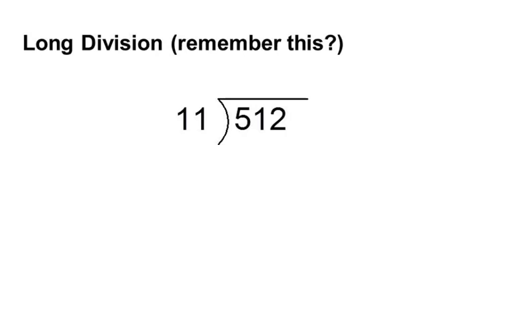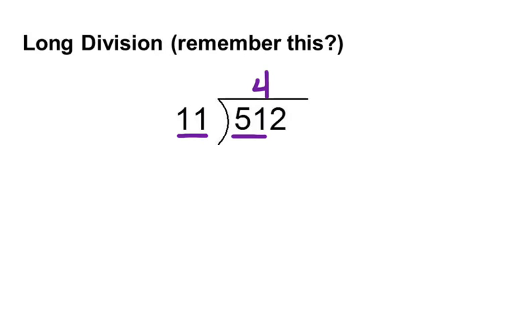So I want to divide 512 by 11. I start by comparing the number on the outside, 11, to the first digit on the inside. And I know that 11 doesn't go into 5. It's bigger than 5. So then I go to the next term over, and I want to see how many times 11 goes into 51, or 11 times what would be close to 51. So 11 times 4 would be pretty close to 51. So I put a 4 on the top.